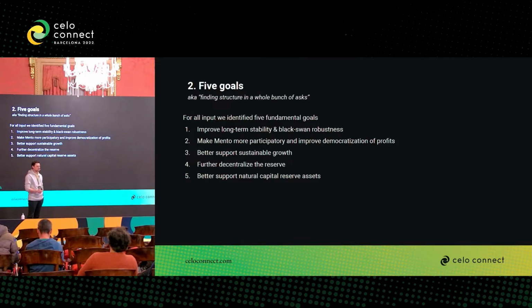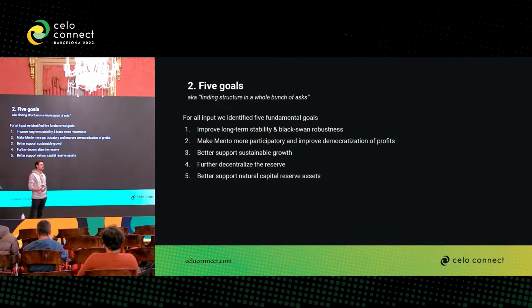First one, people want us to improve long-term stability and black swan robustness. Fair enough, right? Just because Mento has been stable so far, that doesn't mean that it necessarily will be stable forever in the current design. So let's make sure that we improve long-term stability and crisis robustness, basically.